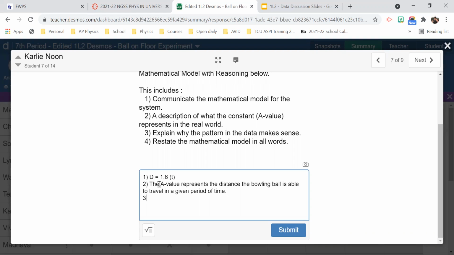All right. Hopefully your things are kind of coming together a little bit, so you're starting to get it. All right, number 3, explain why the pattern in the data makes sense.